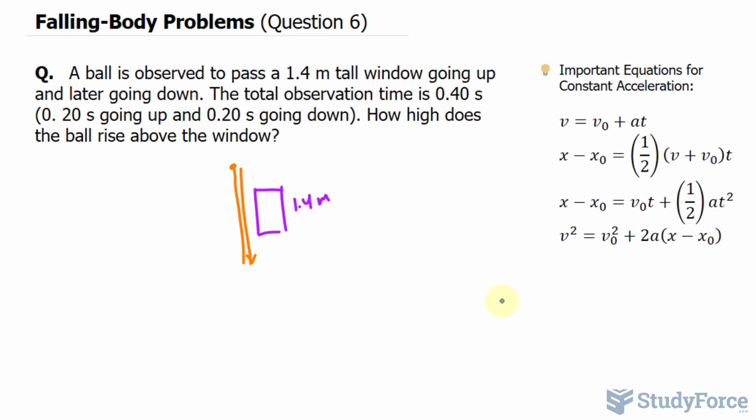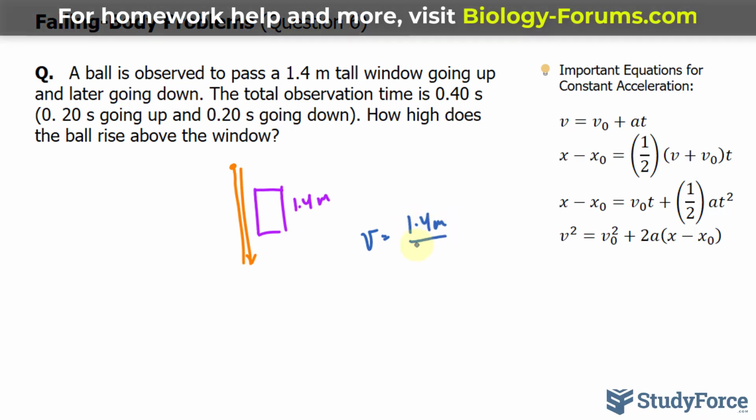The first thing I want to calculate is the average velocity. We're told that the total observation time is 0.40 seconds, and the window is 1.4 meters. Remember, velocity is a measure of distance over time. So the distance here is 1.4 meters, and the time is 0.2. So that's the time that it takes the ball to traverse the window.